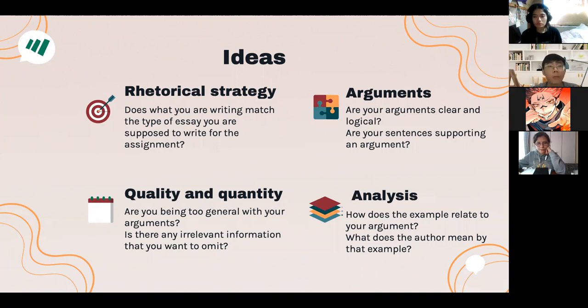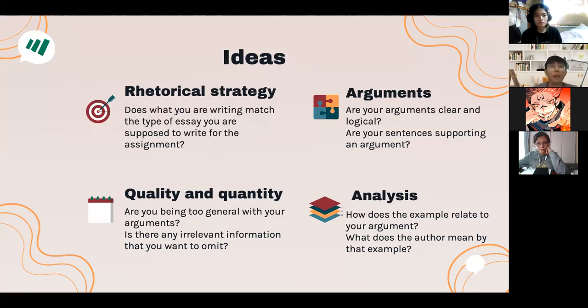So you might want to ask yourself questions. How does the example you just mentioned relate to your argument? And or what does the author mean by that example? So answering these questions will help you get the analysis right.